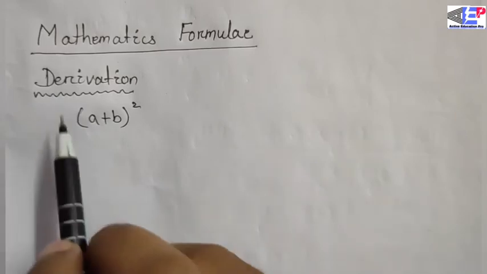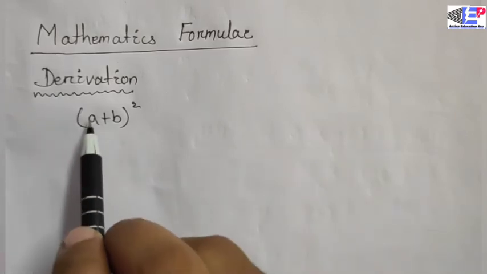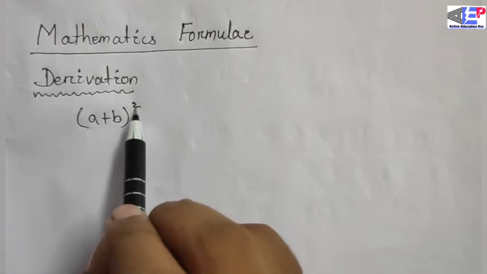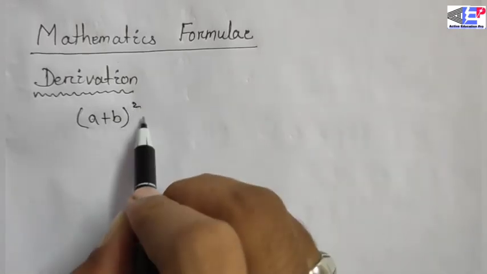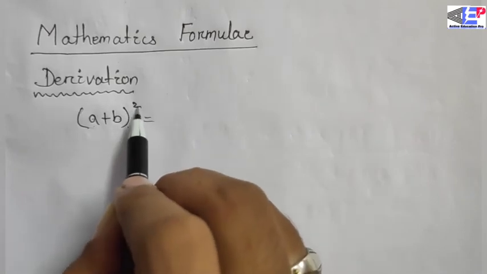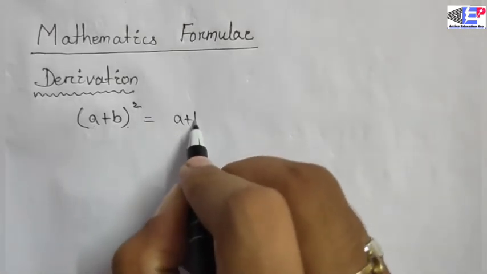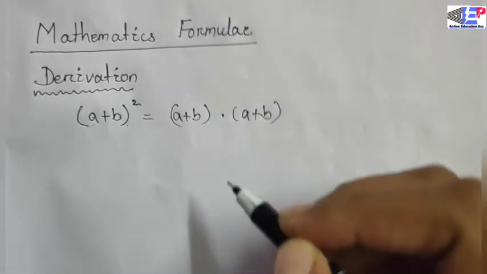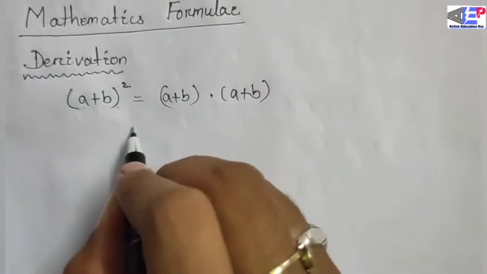First one is (a plus b) whole square. In (a plus b) square, (a plus b) is the base and 2 is the exponent or power. It means the base is multiplied 2 times. That's why the power is 2. It means (a plus b) into (a plus b), and then open the bracket.